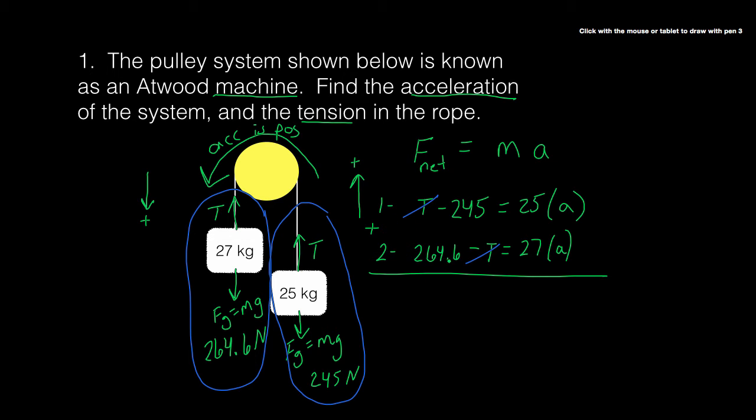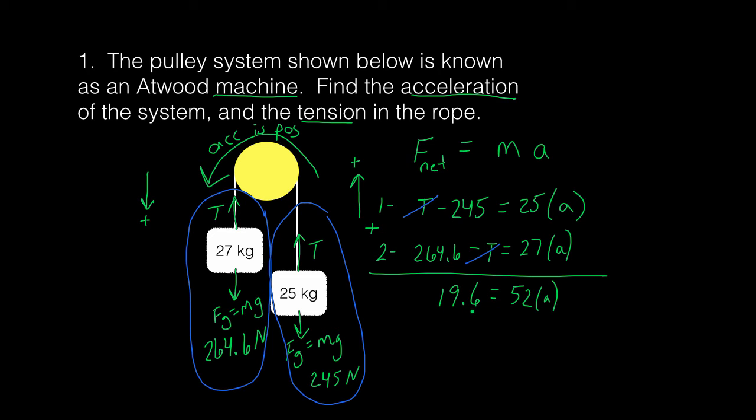So 264.6 minus 245. So we do that on my calculator. 264.6 minus 245. And that's going to be equal to 19.6. Okay, and then let's add everything on the right side together. So 25A and 27A, if you add them together, that's 52 times A. And now we have one equation, one unknown. If you ever get to this point and your tensions don't cancel out, you've made a mistake somewhere. So go back and check your sign notations and see if you can get them to cancel out.